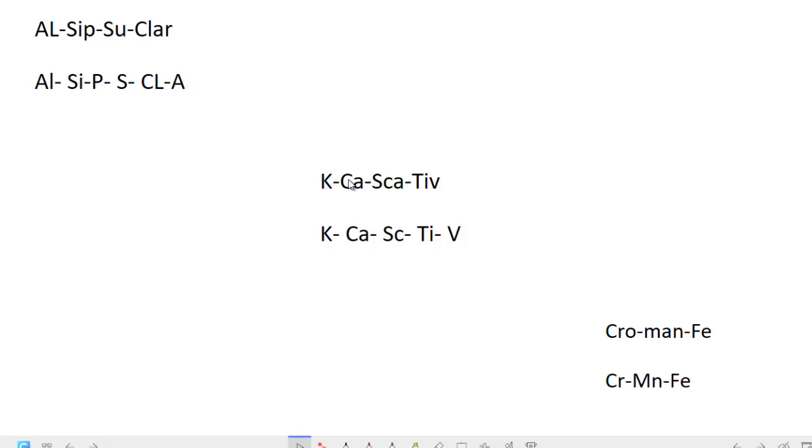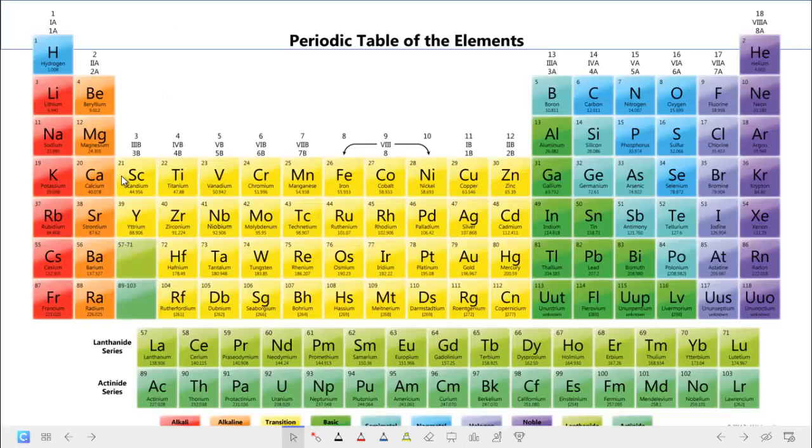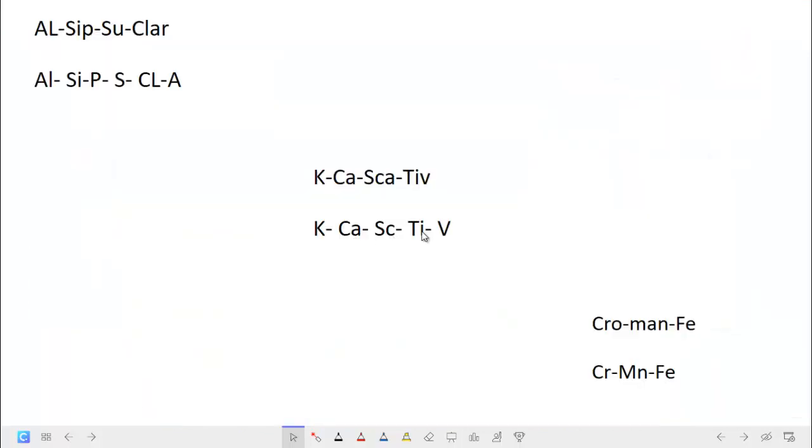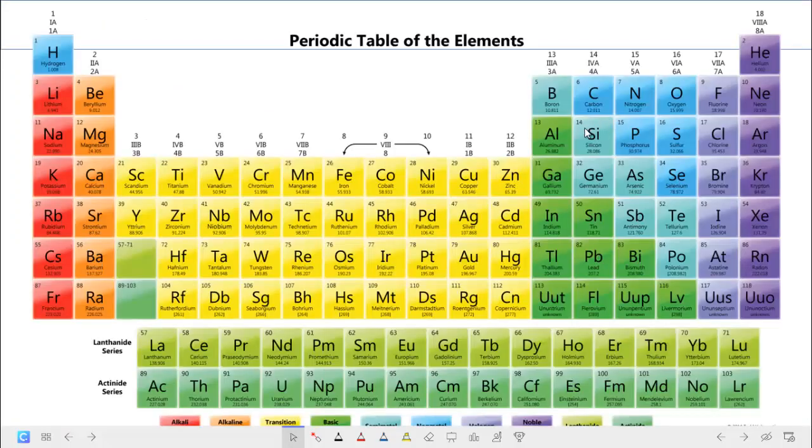This one is potassium, calcium, scandium, titanium, vanadium, chromium, manganese. Then iron, cobalt, nickel, copper, zinc.